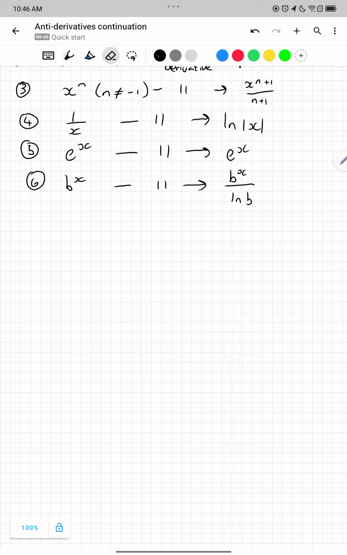So now, I know I'm wasting a lot of time on this, but it's very important information. Sine x, the antiderivative of that is negative cos x, because when we're deriving cos, we get negative sine. And then 8, cos x, the antiderivative of that is just sine x.